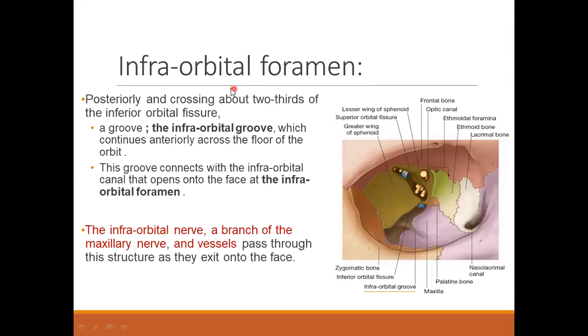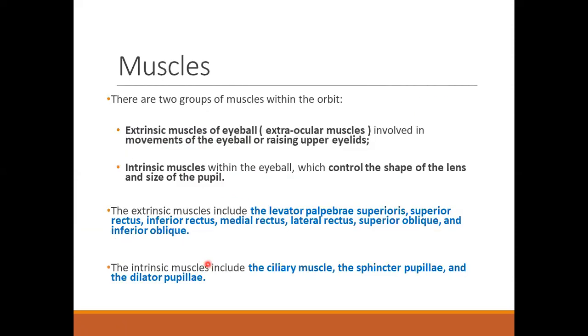Now, there is the infraorbital foramen. Posteriorly, crossing about two-thirds of the inferior orbital fissure, there is a groove, the infraorbital groove, which continues anteriorly across the floor of the orbit. This groove connects with the infraorbital canal that opens onto the face at the infraorbital foramen. The infraorbital nerve, a branch of the maxillary nerve, and vessels pass through this structure as they exit onto the face.